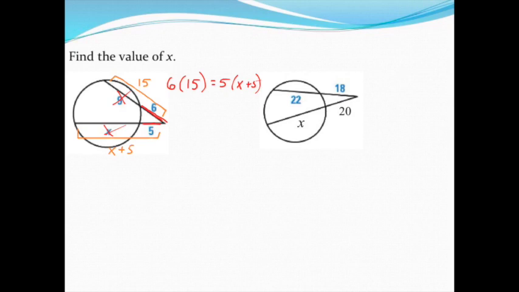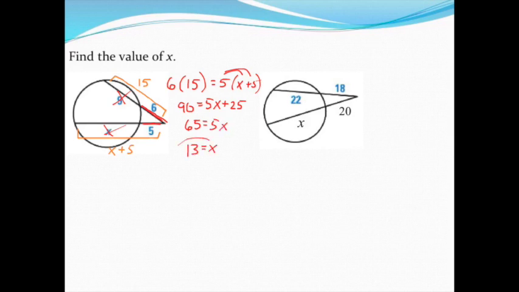6 times 15, if I go ahead and solve this, is 90. And then I'll remember to distribute over here, 5x plus 25. The algebra is the easy part. It's setting up these that can be a little bit tricky using the geometry. So I'll subtract 25 from both sides and get 65 equals 5x. And then of course x is equal to 13 once I divide.